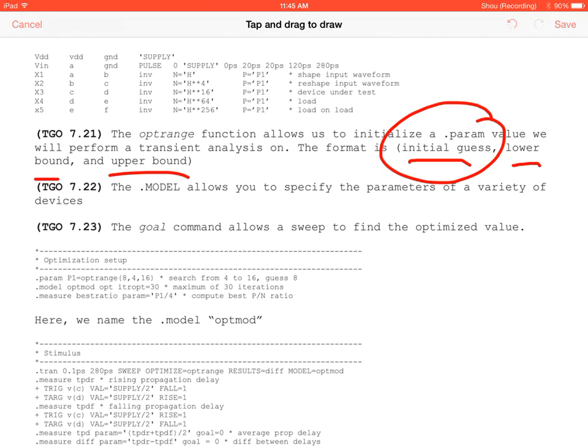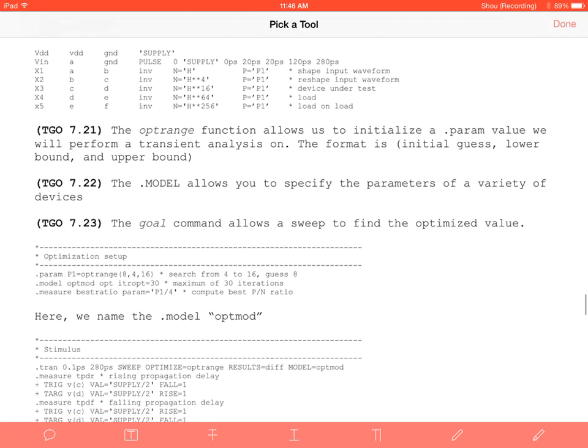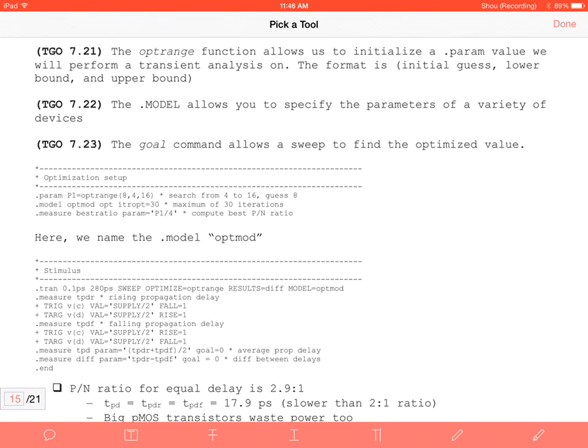The .model allows you to specify the parameters of a variety of devices. And specifically, in this example, we're going to go over in a minute, we're going to use it to try to use a maximum of 30 iterations. So we have our high rho best guess, and we're going to try to optimize it by taking a series of guesses in between. So that opt model, opt range function is going to use an algorithm to be able to actually figure out the actual value.